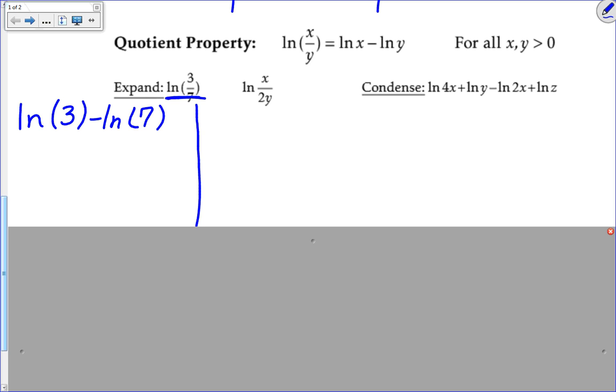Okay. So now the next one. We got division, right? So what should we do with that division? Subtract, right? So we're just going to take the natural log of the top, the numerator, and subtract off the natural log of the denominator. So now, is there anything else we can do with this one? Okay, you say no, Luis. I'm going to ask you why.